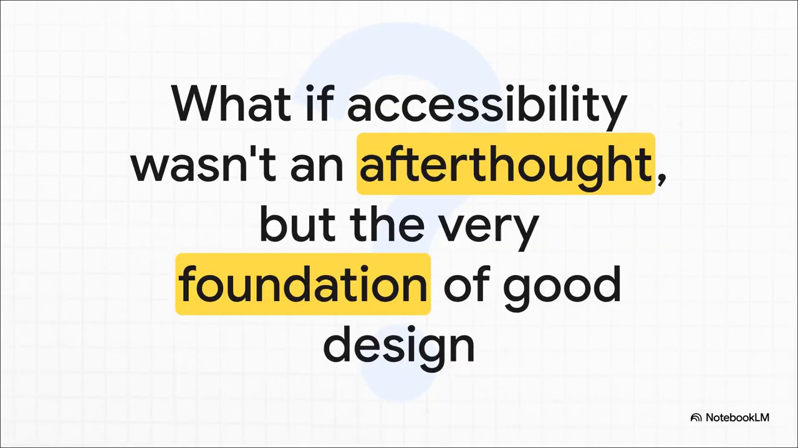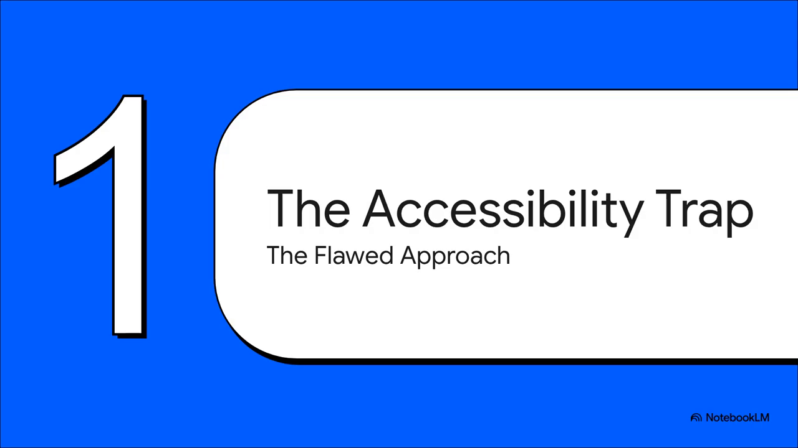So just think about this for a second. For so long, we've treated accessibility like this chore, right? A box you have to check at the very end. But what if we've had it completely backwards this whole time? What if building for accessibility right from the get-go is actually the secret to creating truly amazing design for everyone? Okay, so before we can get to the good stuff, we've got to talk about a trap.